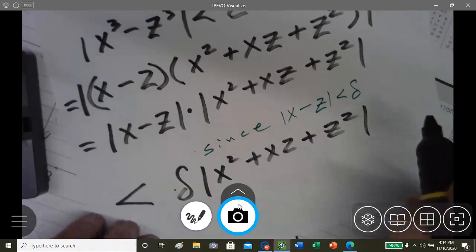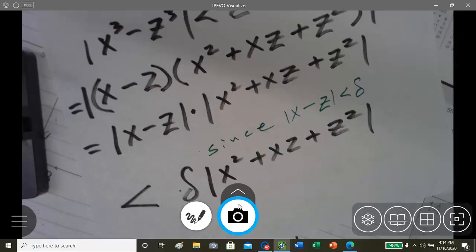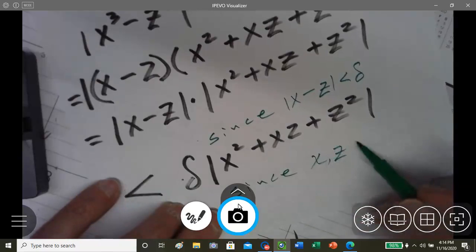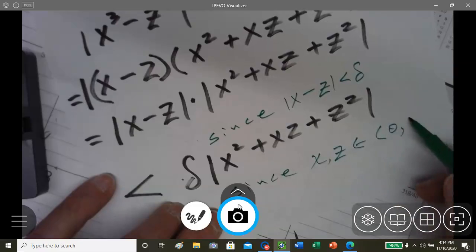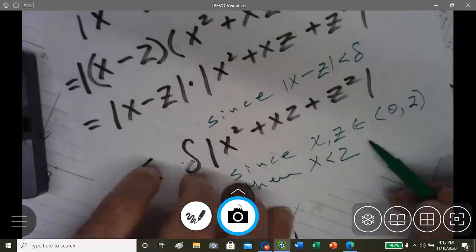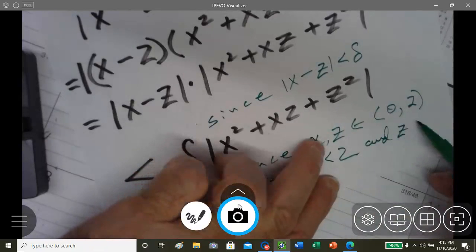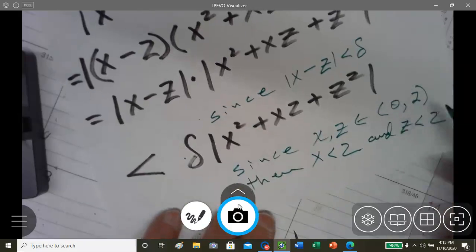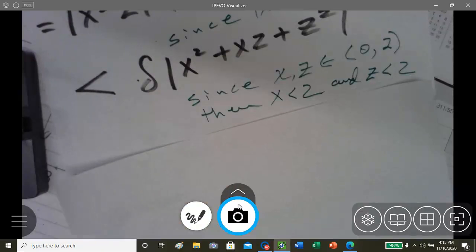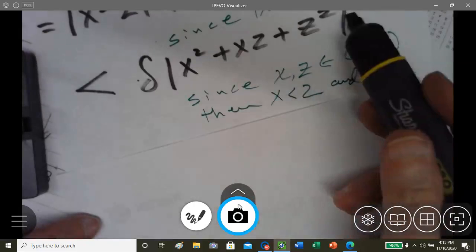Okay, so from here, since x and z are elements in the interval from 0 to 2, then we can say that x is less than 2 and z is less than 2, because they have to be in order to be within that interval. Therefore we can substitute in 2 for x and z.